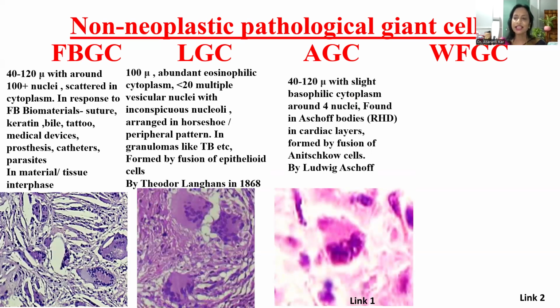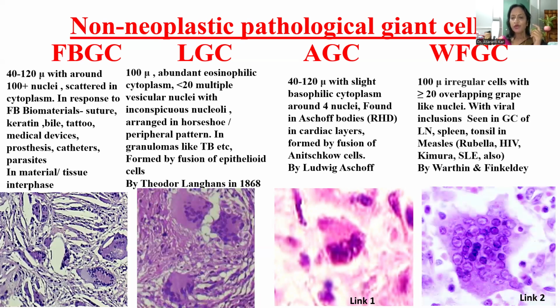Aschoff giant cells, in contrast, are rarely seen. These are found in the Aschoff bodies, which are fibrinoinflammatory masses encountered in rheumatic heart disease, and they can be found in all three cardiac layers, but less frequently in the pericardium. These are 40 to 120 micron in diameter, though size is not very perfect, and contain less basophilic cytoplasm with around 4 nuclei. This is formed usually by a fusion of the Anitschkow cells, which are modified macrophages, and this was discovered by Ludwig Aschoff.